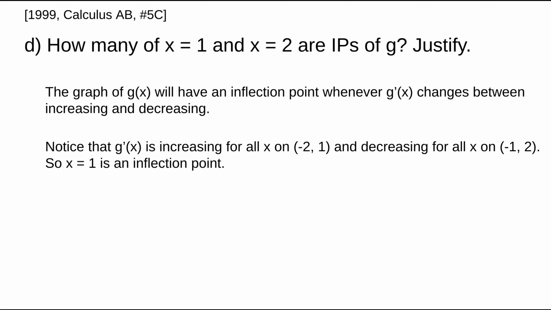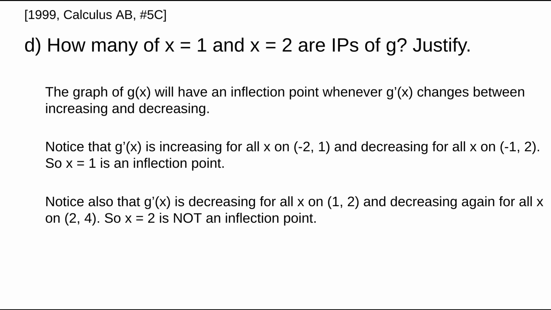Notice that g prime of x is increasing for all x on the open interval from negative 2 to 1, and decreasing for all x on the open interval from 1 to 2. So, this tells us that x equals 1 is an inflection point.